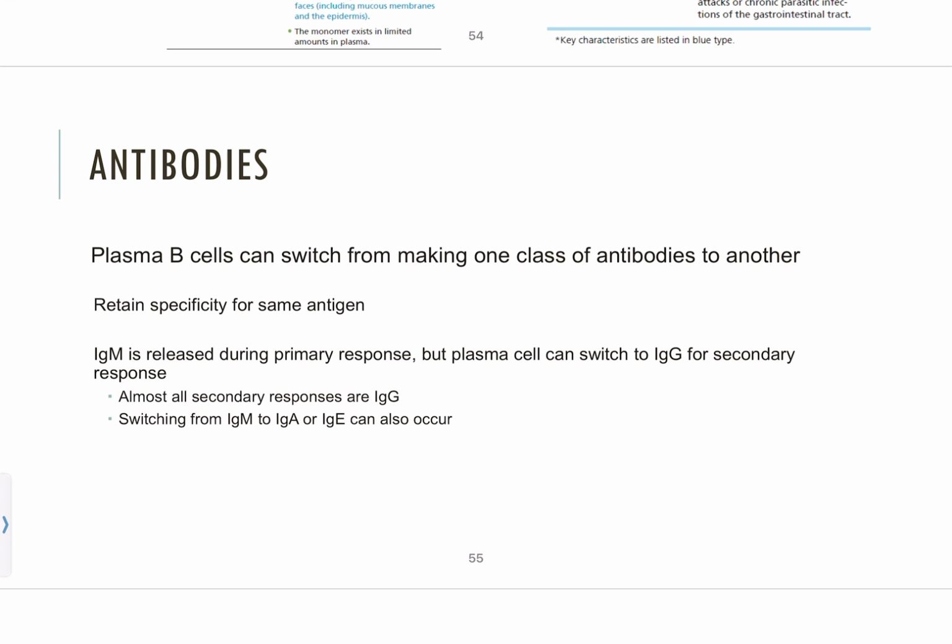So when we're talking about antibody production, our plasma cells, they can switch. We don't have 5 different types of plasma cells like we do for the 5 classes. So in general, our plasma cells are going to pump out and produce these antibodies. And they can switch from making one type of antibody class to another.